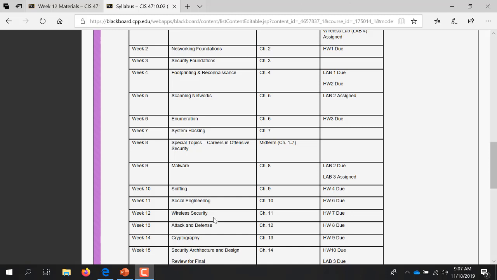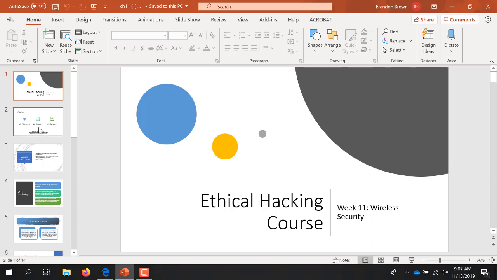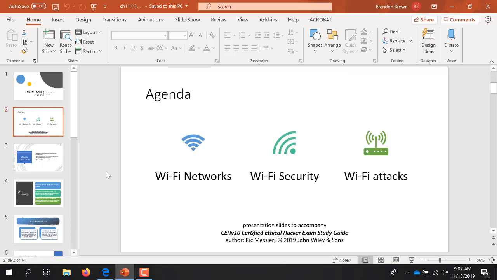And we're going to be focusing primarily on 802.x wireless security protocols and parameters and settings and configurations, etc. So with this, we're going to look at Wi-Fi networks, what the different Wi-Fi network nomenclatures are, the Wi-Fi security configurations, and also look at different types of Wi-Fi attacks.